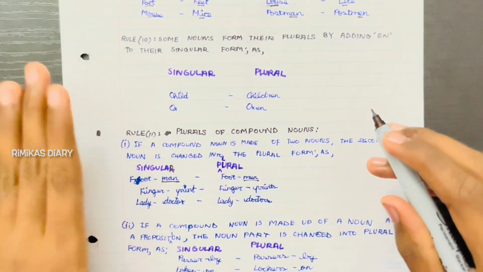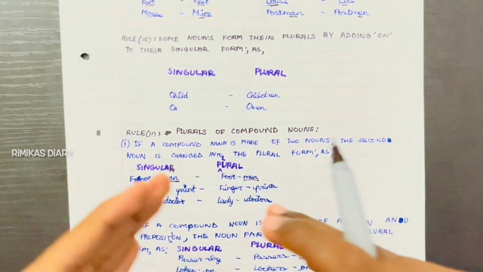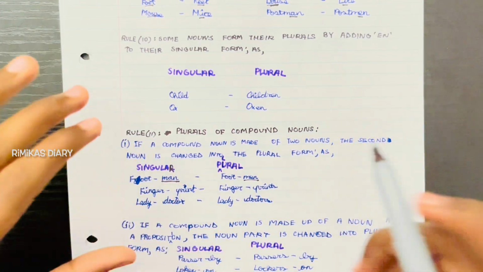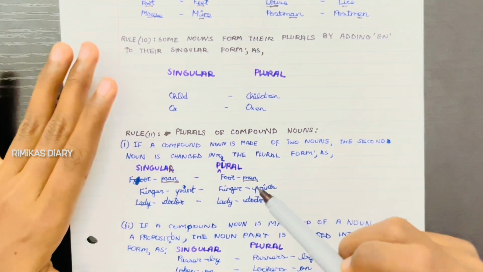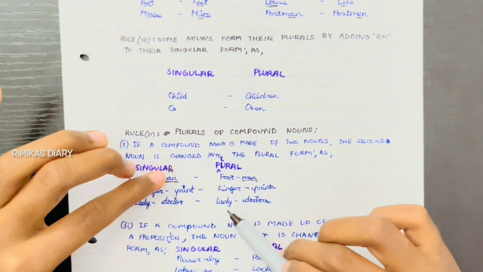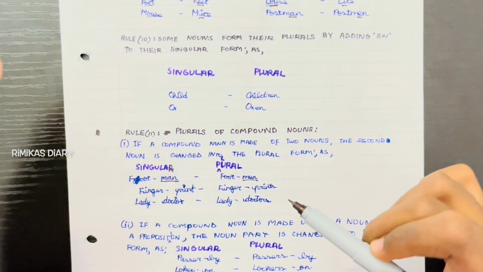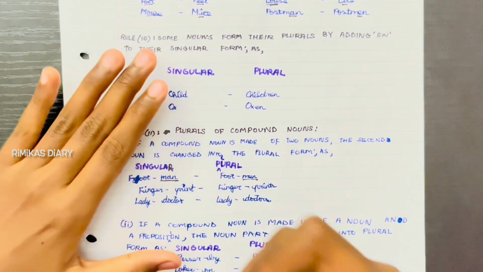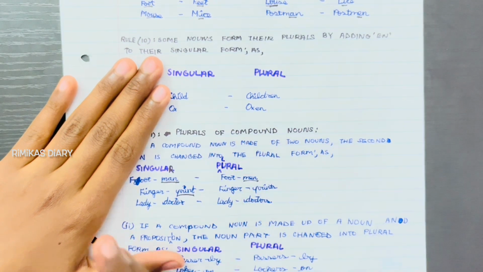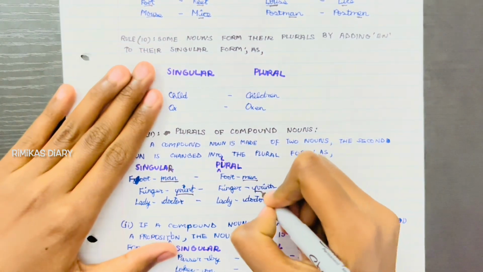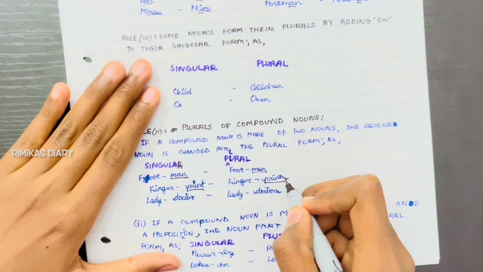We just kept it. We didn't change it to feet. We're just changing the second noun of that compound noun. So footman to footmen. Next, fingerprint, fingerprints. We're not changing it to fingers, we're just changing the print, which is the second noun of that compound noun, to prints. We're adding s at the end.